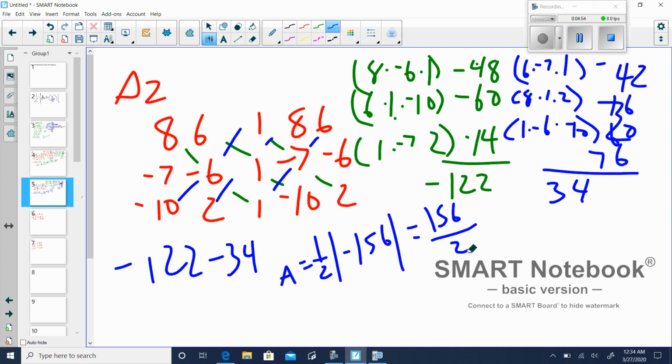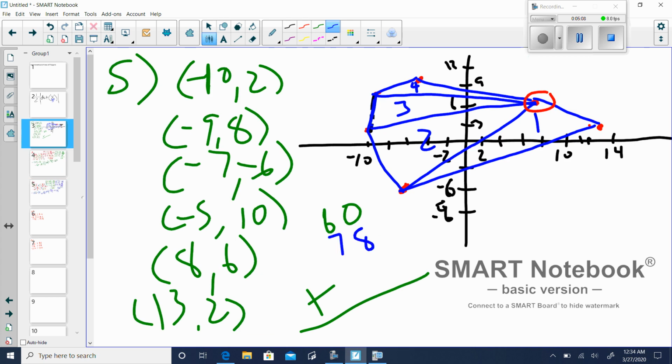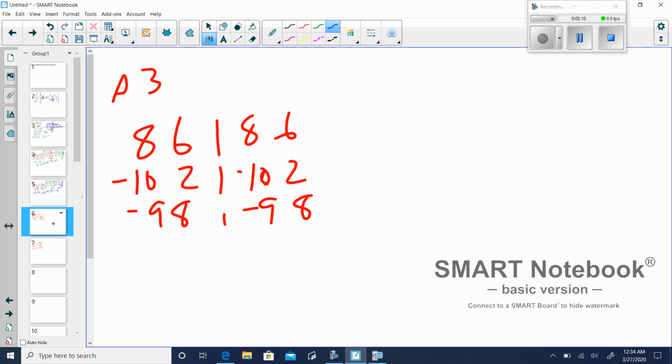So we have something we can break up, right? So half of 6 is 3, half of 50 is 25, half of 100 is 50. So that gives us area 78. So we have 60 and 78. And we come to 3.